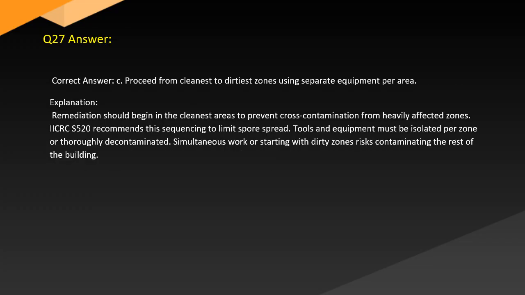Answer. Correct answer: C. Proceed from cleanest to dirtiest zones using separate equipment per area. Explanation. Remediation should begin in the cleanest areas to prevent cross-contamination from heavily affected zones. HR Conquer recommends this sequencing to limit spore spread. Tools and equipment must be isolated per zone or thoroughly decontaminated. Simultaneous work or starting with dirty zones risks contaminating the rest of the building.